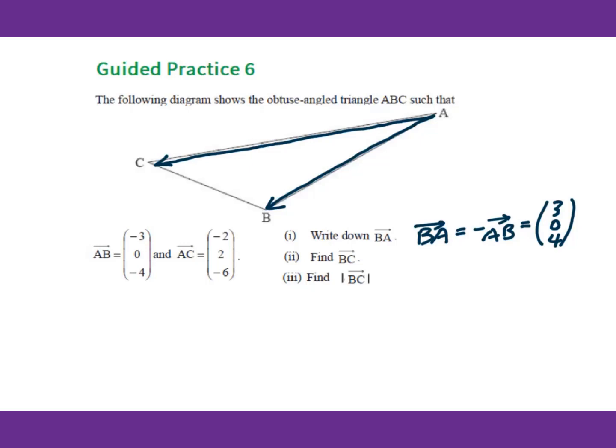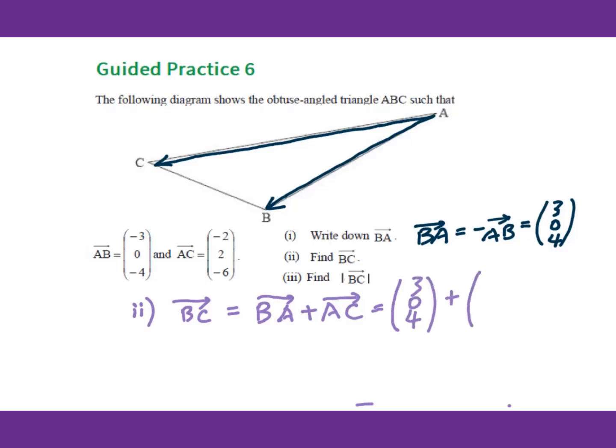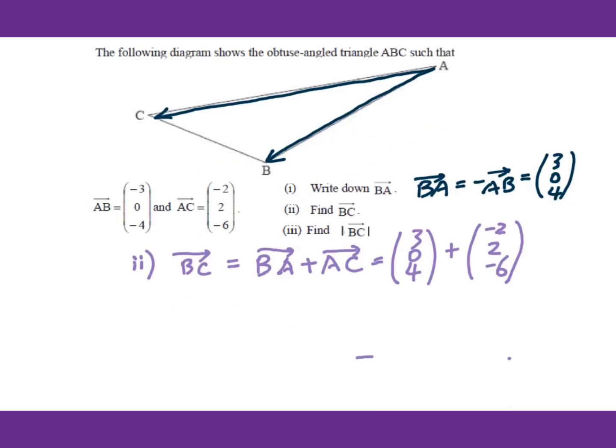How to find the BC? For BC, you can go from B to A, then add AC. For vector BA, we already got 3, 0, 4. Add vector AC, that's negative 2, 2, negative 6. So we get 1, 2, negative 2.